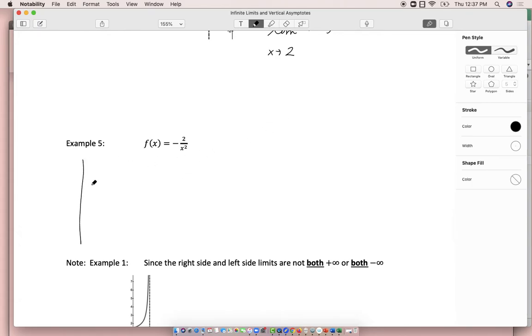And if I do a quick table, I want to look at the limit as x approaches 0. And if I go from the negative side, so negative 0.5, I get -8. Negative 0.1, I get negative 200. Negative 0.01, I get minus 20,000.